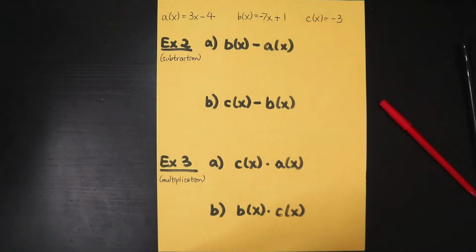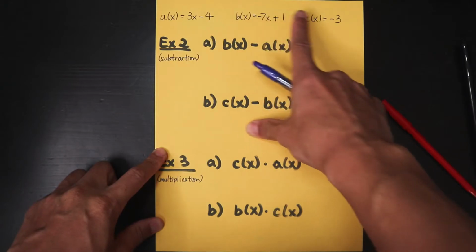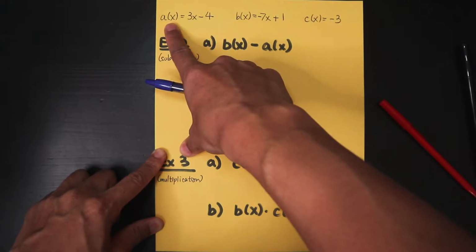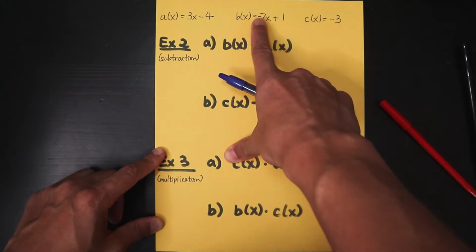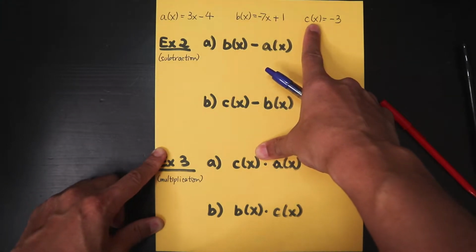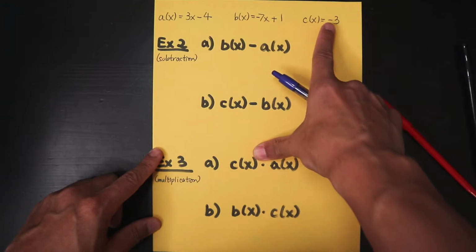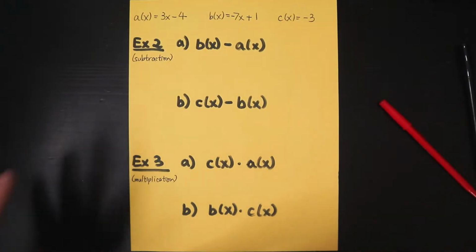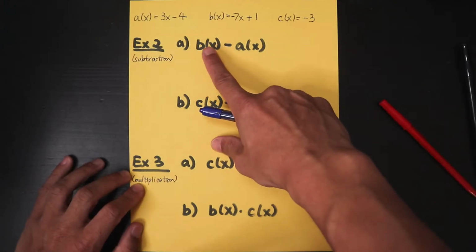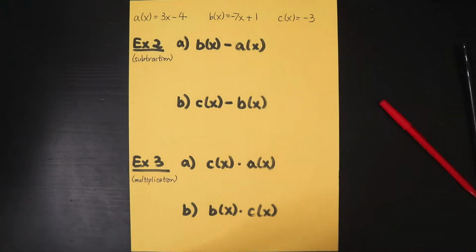In example 2, we are going to learn how to subtract 2 different functions. Here we have 3 different functions. This one is named a of x, which is 3x minus 4. This one named b of x is equal to negative 7x plus 1. And this one named c is just equal to negative 3. So in example 2, part A, we're going to learn how to subtract b of x minus a of x. Now this is going to be a little bit different than adding 2 different functions.